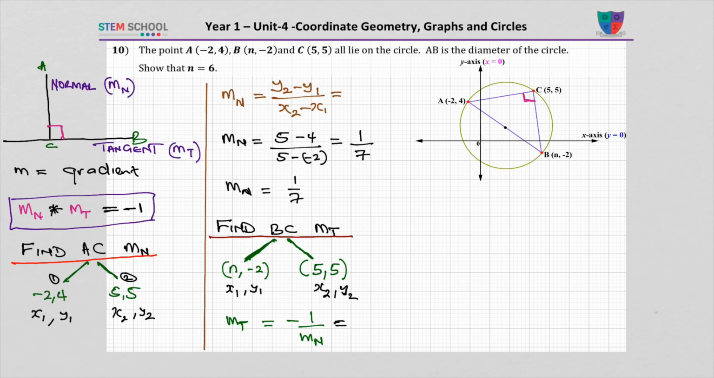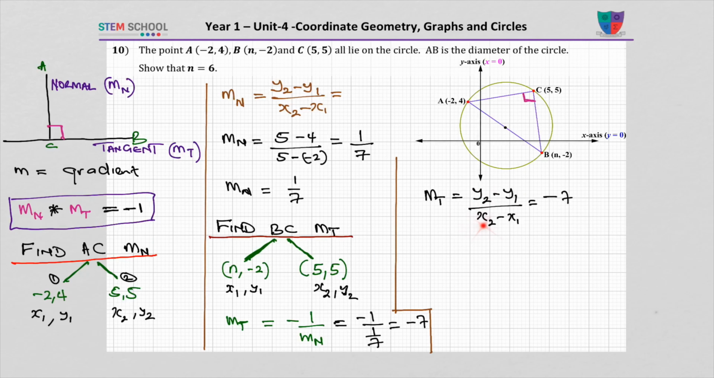We know what M normal is. So that is minus 1 over 1 over 7, and that is minus 7. So M tangent is minus 7. So now we know M tangent equals y2 minus y1 over x2 minus x1 equals minus 7. So we plug those values in here, and then we can work out n.